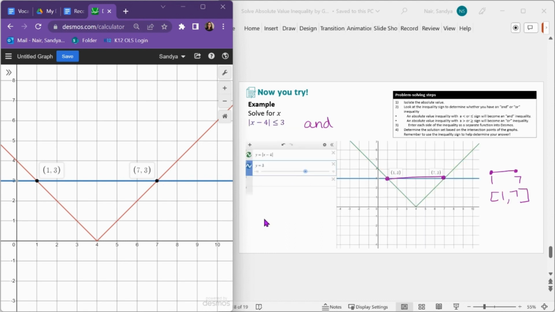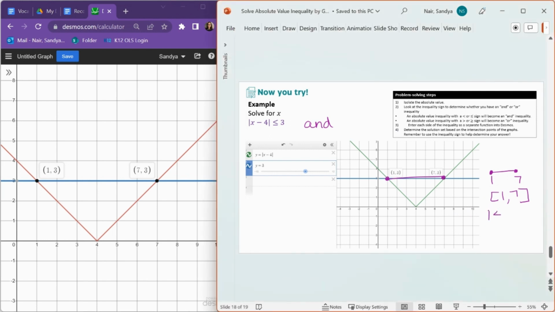So since it's an AND inequality, I'm going to look for the region that's in between these two endpoints. Also, since I have a less than or equal to, both of my endpoints are going to be included. So this is what that graph looks like. So it's going to be the interval from 1 to 7, and if I write that as an inequality, it's going to be 1 less than or equal to x less than or equal to 7.